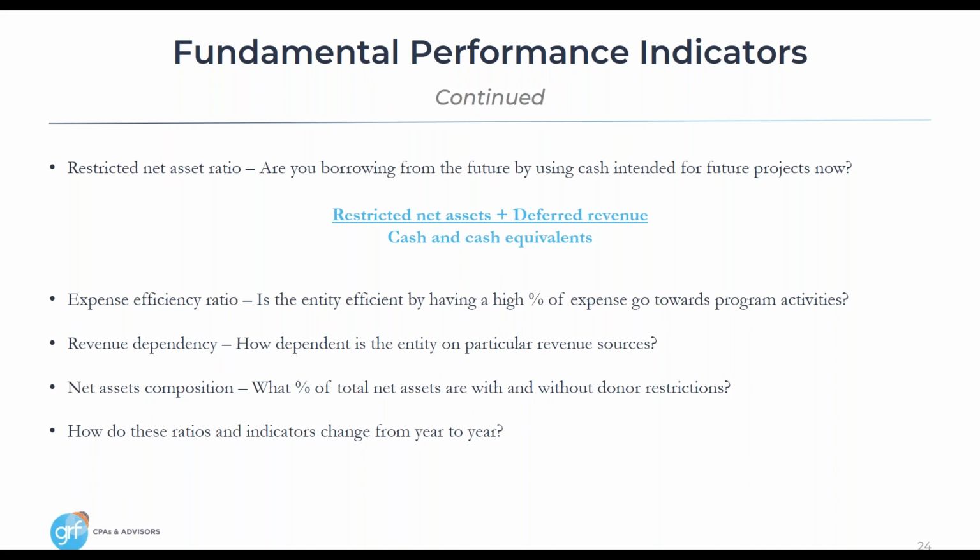Revenue dependency. Again, look at each line item on the statement of activities and say, as a percentage of total revenue, how much does each represent? So foundations would have, let's say, grants or contributions and investment income and so on. And membership organizations, of course, mainly membership dues and perhaps conference registration.